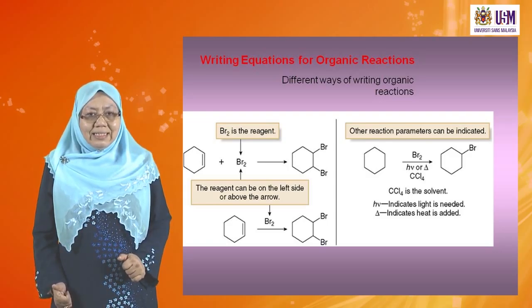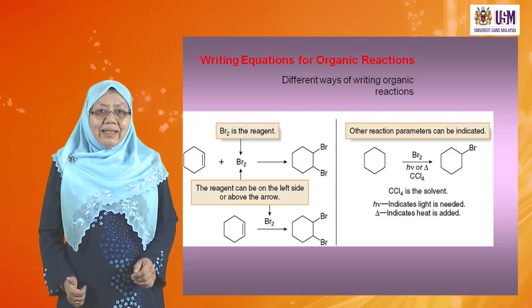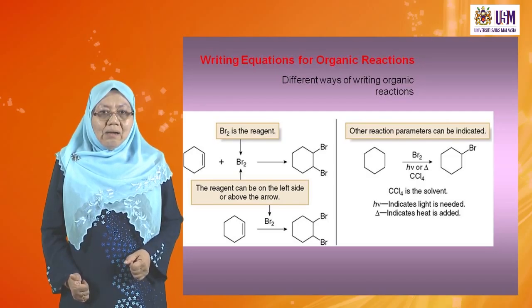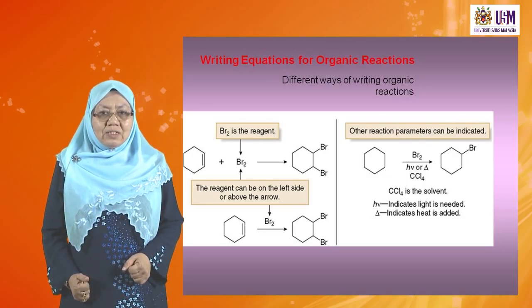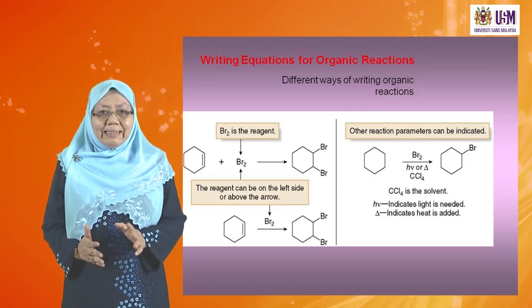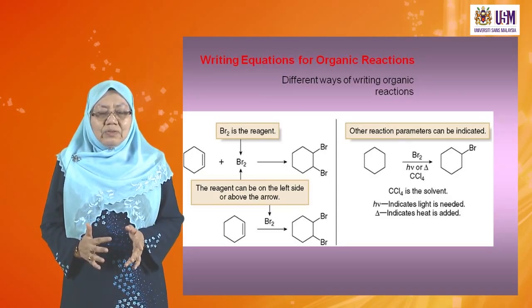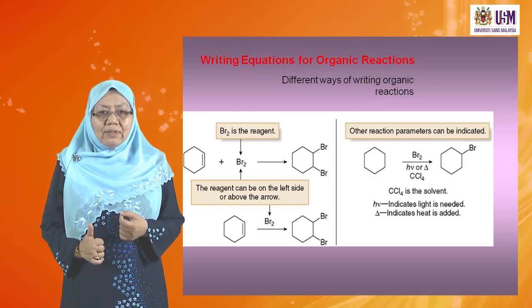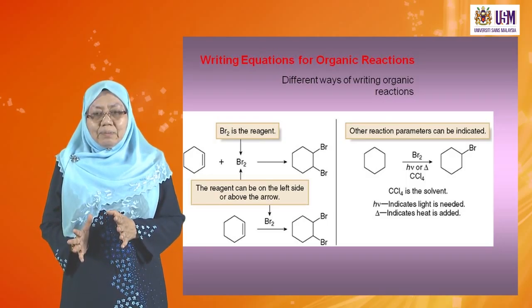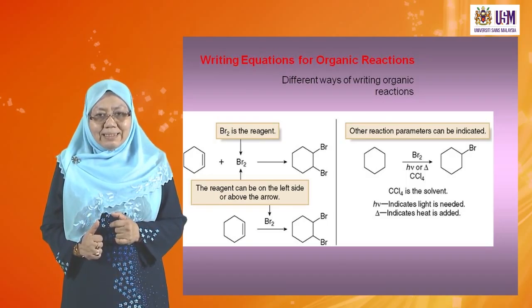In another reaction, where we see cyclohexane reacting with bromine, we have H nu, which is indicating light is needed, or delta, where it is indicated that heat is needed, and also CCl4, which is the solvent. We can write it all on the arrow. And in this case, it is a substitution reaction where one of the hydrogens is being substituted by the bromine, and the product is bromocyclohexane.